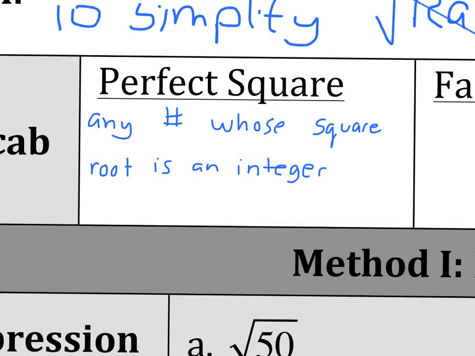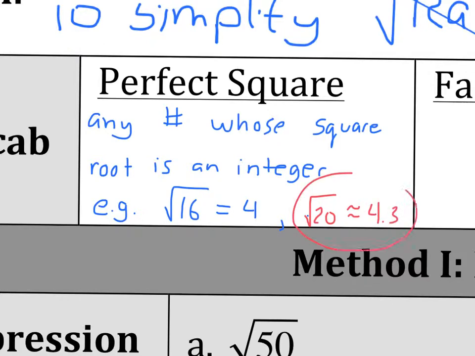So, for example, we might say that the square root of 16 is 4. However, the square root of 20 is approximately 4 point something, maybe 4.3. So 20 is not a perfect square because when you evaluate it, you get 4.3. And when you evaluate the square root of 16, you get 4. So that's an integer.